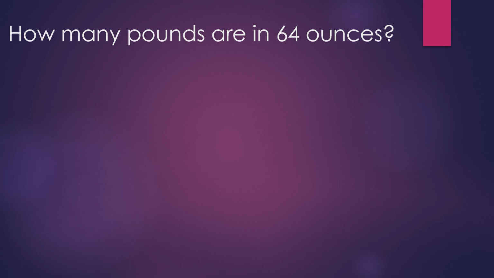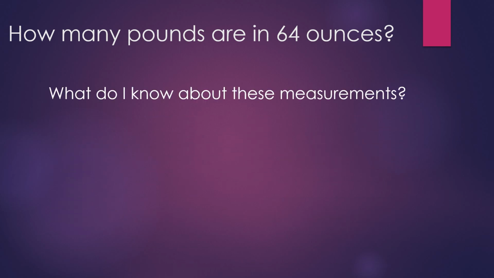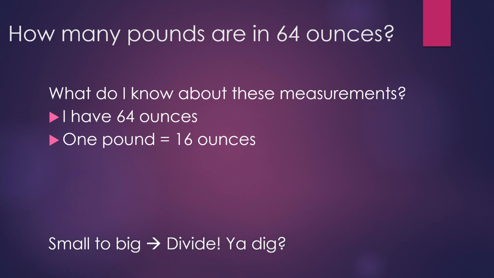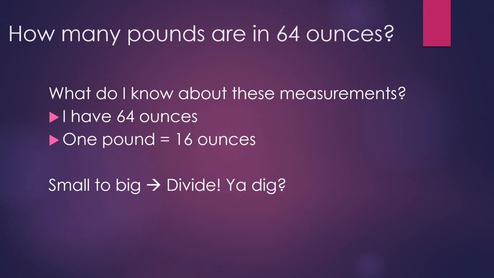Let's do another one. In this example, we need to find out how many pounds are in 64 ounces. So I ask myself, what do I know about these measurements? The first thing I know is that I have 64 ounces. And the next thing I know is that 1 pound equals 16 ounces. When I'm going from ounces to pounds, I'm going from small to big, so I have to divide. You dig? When I divide 64 by 16, I find that 64 ounces is the same weight as 4 pounds. This is just like yesterday, isn't it?